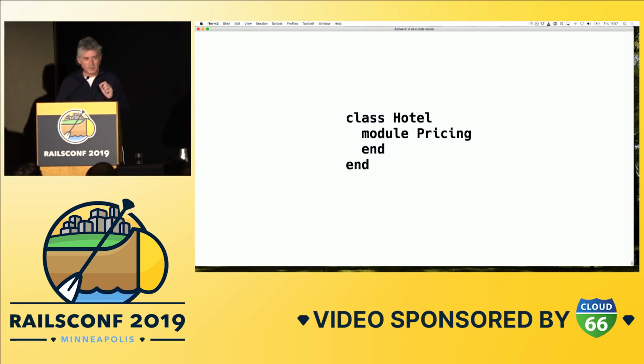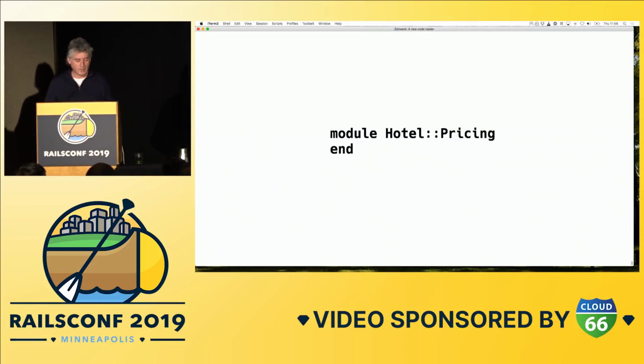Okay, so the main characters here are class and module objects. Constants are storage. It is the module or the class object, in this case within the Hotel constant, that is storing the Pricing constant, whose associated value is a module object. Okay? That's the way it works.